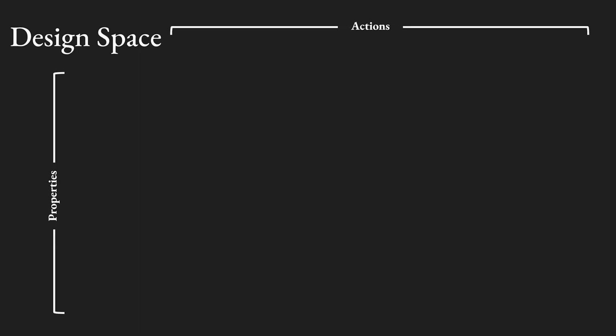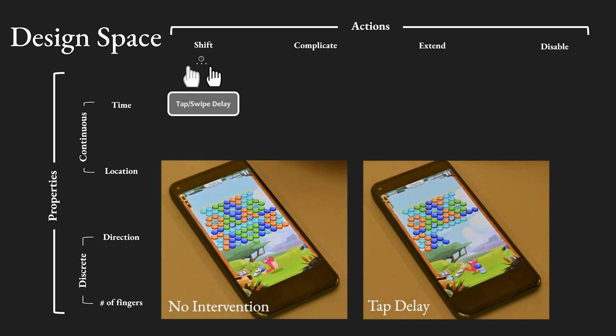InteractOut presents a design space of continuous and discrete manipulations on 4 properties, including time, location, direction, and the number of fingers. We further propose 4 intervention strategies, including shift, complicate, extend, and disable. We then demonstrate 8 Android implementations of input interventions throughout our design space, including tap delay, that postpones the time for the user's tap to take effect.